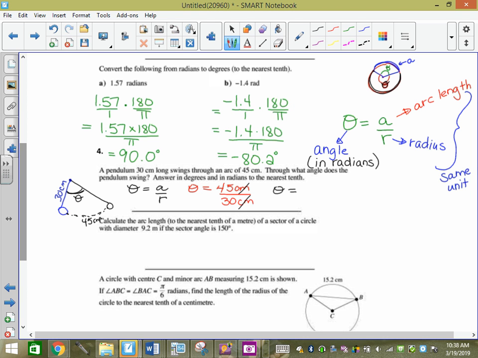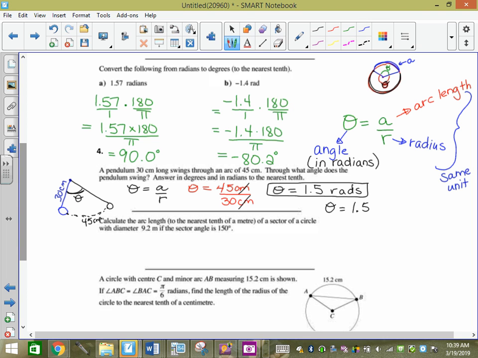1.5, I believe. So that's my radian answer. I can put rads behind it. But most often, if they ask you this question, they're going to ask for it in degrees. So radians to degrees what?